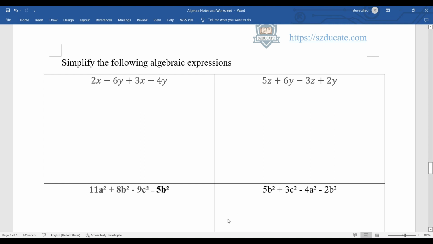First question: 2x minus 6y plus 3x plus 4y equals. First step, we group the like terms together. So 2x plus 3x minus 6y plus 4y. See that I have grouped the like terms together, and the y terms behind. So 2x plus 3x gives you 5x, minus 6y plus 4y gives you minus 2y. That's it. Minus 6 plus 4.